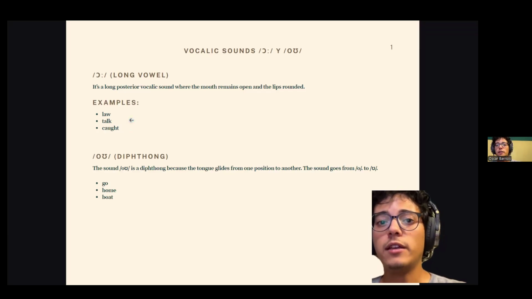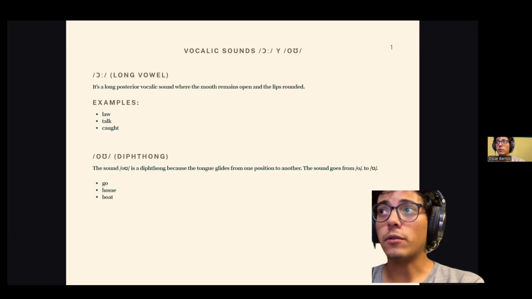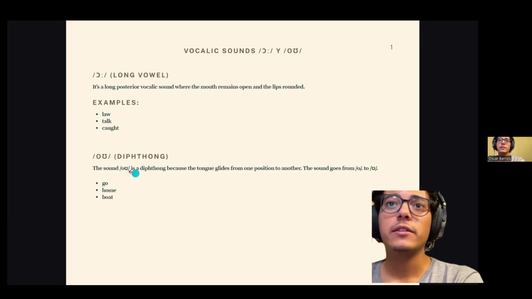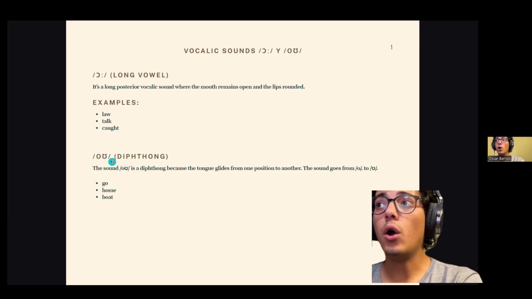But for the sake of studying the correct disposition of the mouth and the proper identification of the sound, therefore the exaggeration with law, talk, and caught. Okay? So next up, we have the O sound, which is a diphthong.